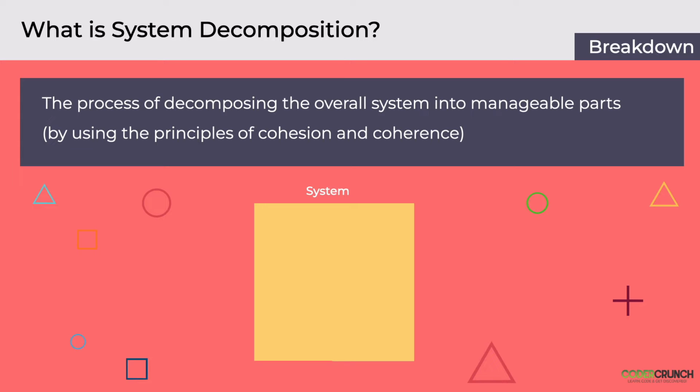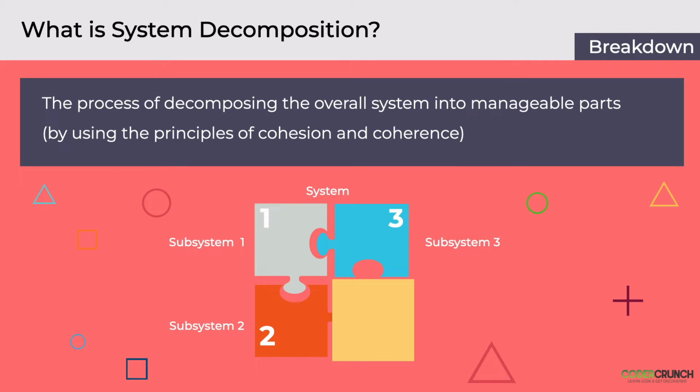Let's take an example. We have to design a large system which is represented by this single large monolithic block in yellow color. Based on certain principles, we will break down or decompose this bigger system into a set of smaller systems. Now each of these smaller systems is called a subsystem. In an example, we have broken down a system into 4 subsystems, namely 1, 2, 3, and 4.